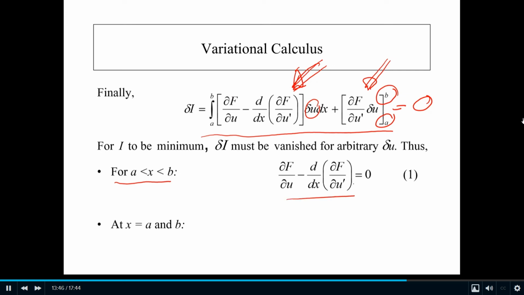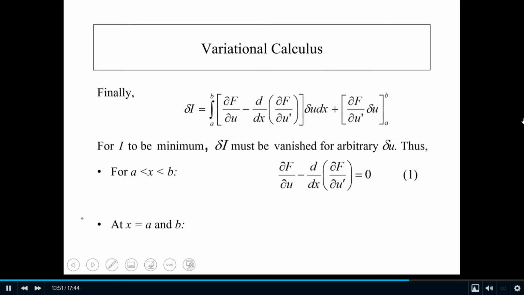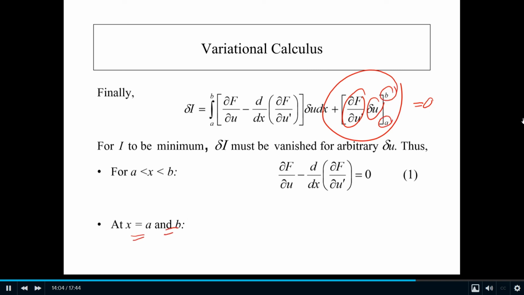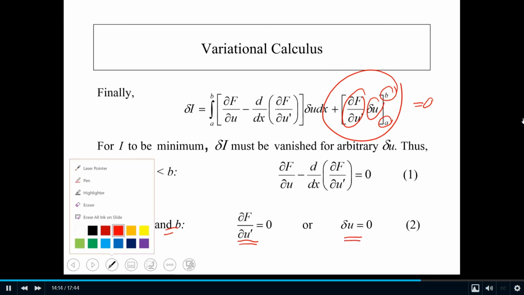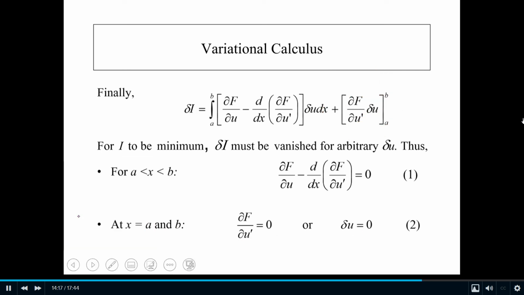This is the first term. Then the second term, this term, must be 0 at point A and point B. So at points A and B, the term in the bracket must be 0. You have two terms here, which means either one of them must be 0, the first term or the second term. This is what we get by minimizing the integral I.